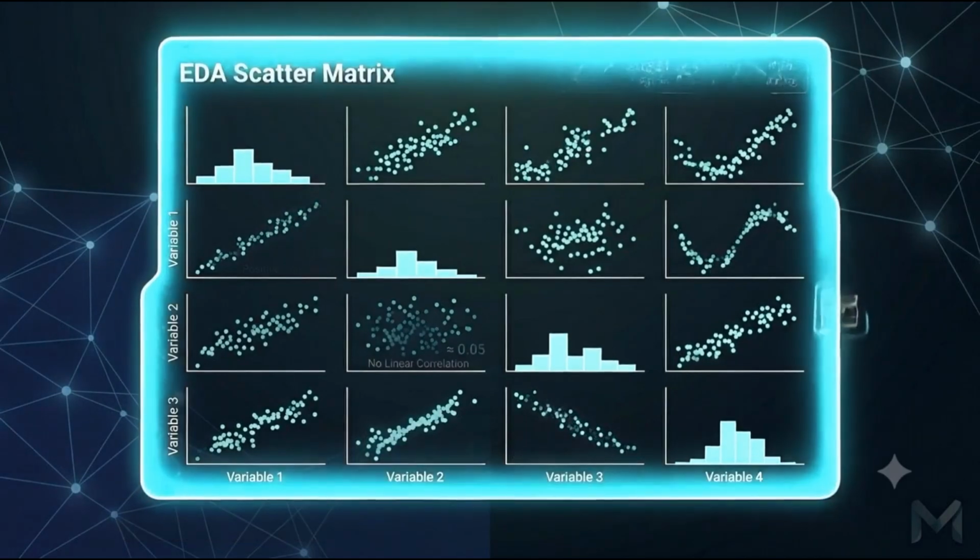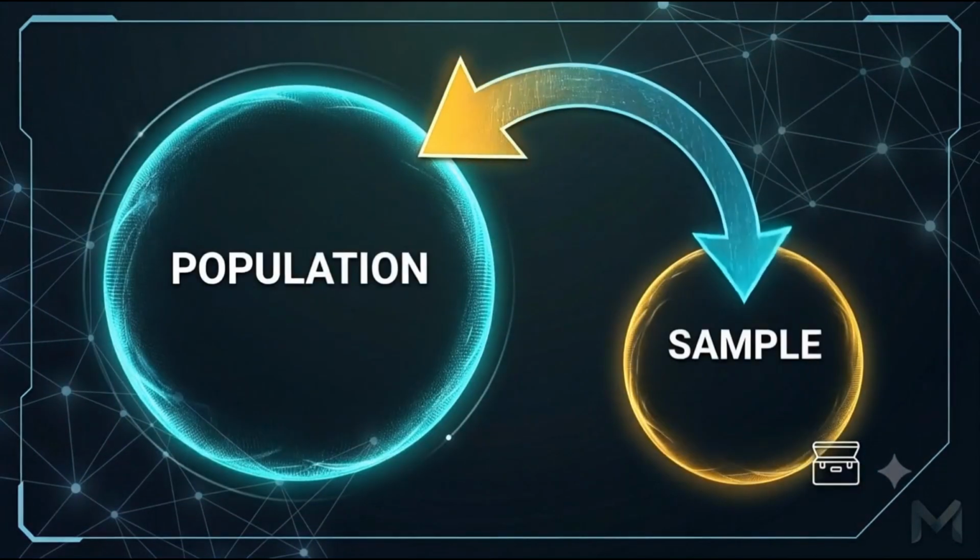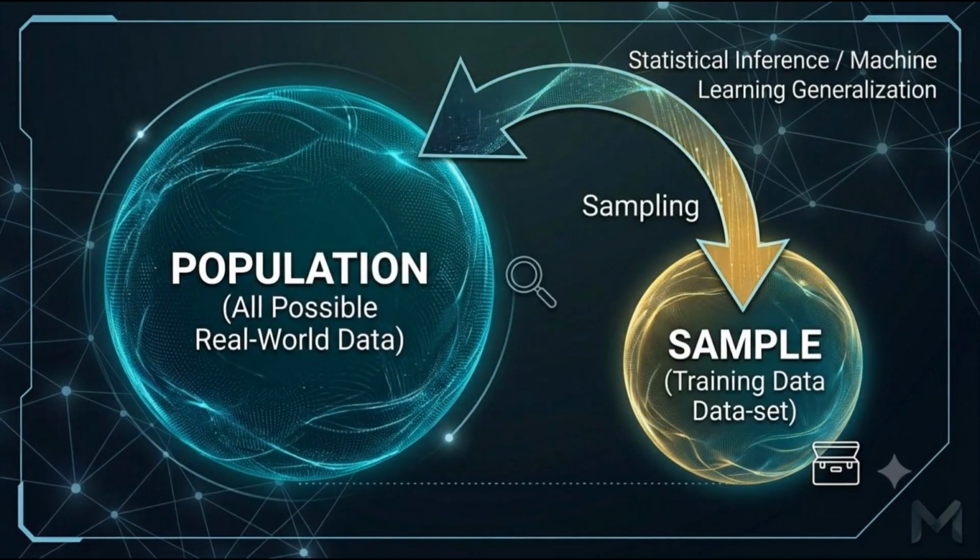Inferential statistics: sampling and generalization. When we build a machine learning model, we almost never have access to all the data that will ever exist in the universe. If you are building a model to detect credit card fraud, you cannot train it on every transaction that will happen over the next 10 years. Instead, you have to work with a subset of data, a sample.